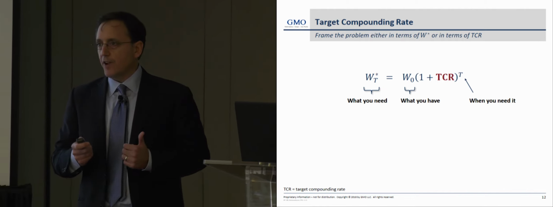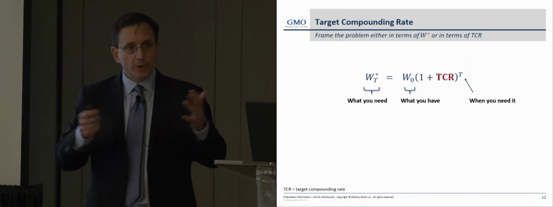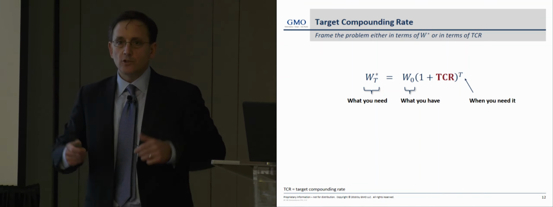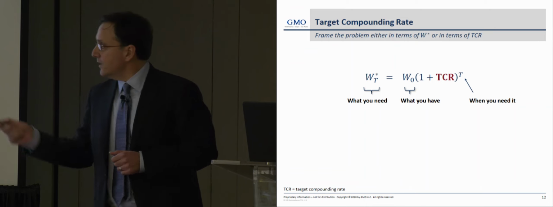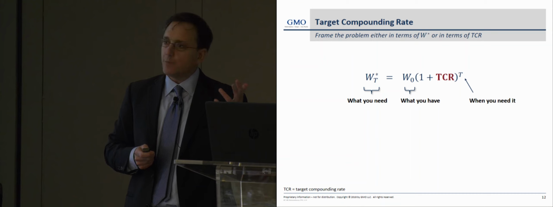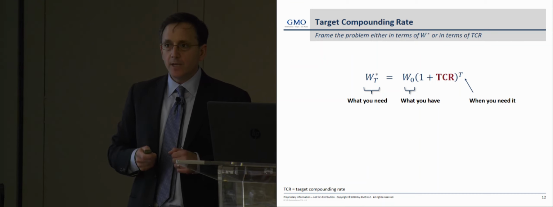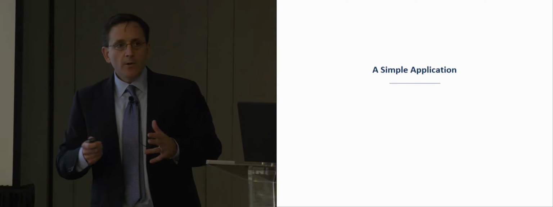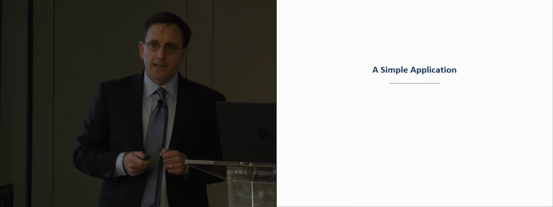You're spending down at 5%. Maybe you want to keep the purchasing power of your endowment constant, so you need to compound your wealth at 5%. This simple formula helps us think about going back and forth between framing the problem in dollars and cents and framing it in terms of a target compounding rate. So now we have all the ingredients, we can start looking at an example.